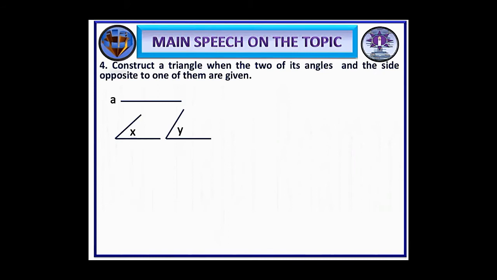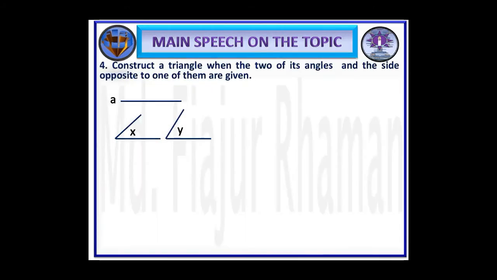Construction 4. Construct a triangle when two of its angles and the side opposite one of them are given. That's why we have drawn one side A and the two angles X and Y. Any angle may be considered opposite to the side A. Now, the particular enunciation.